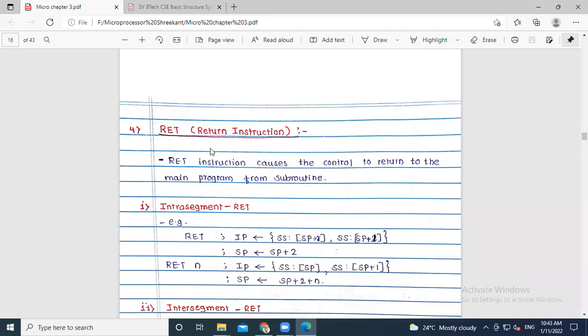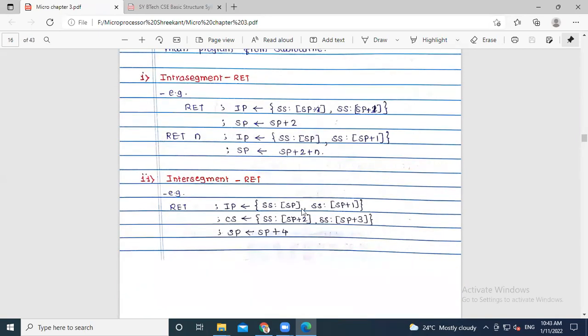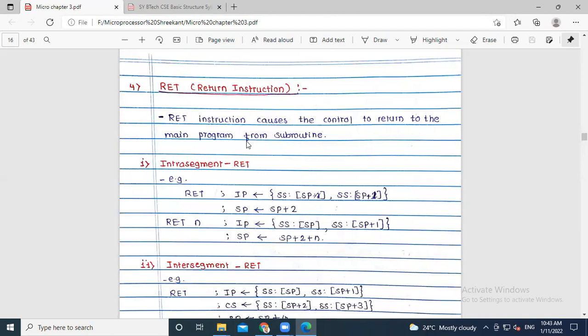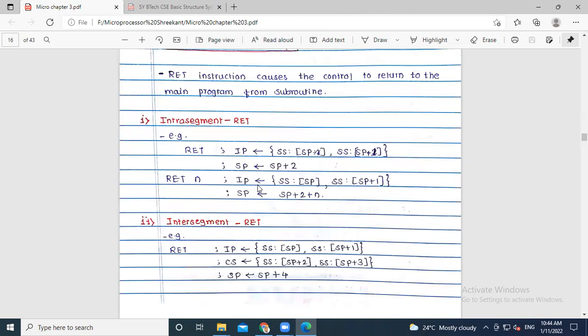So in the fourth category, that is the return instruction. What is the return instruction used for? Just to return from the subroutine. The RET instruction causes control to return to the main program from the subroutine. That time we have to use RET. In that also again intra-segment return and inter-segment return. Intra-segment means inside the same segment, and inter-segment means outside of the segment. That is SP plus 4 here. Okay, intra-segment and inter-segment return.